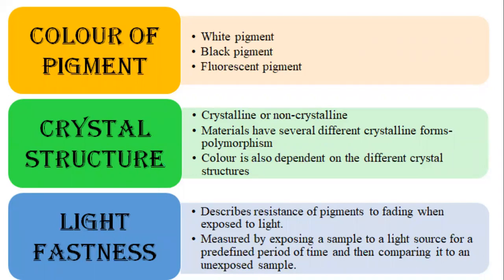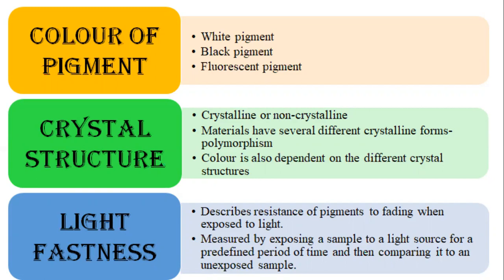The next property is crystal structure. So usually a pigment can be crystalline or non-crystalline. And if it's non-crystalline, it means it is amorphous. Crystalline, as we all know, means the molecules are arranged orderly. And for non-crystalline, the molecules are arranged randomly. It is also possible for pigments to have different crystalline forms, which is known as polymorphism.